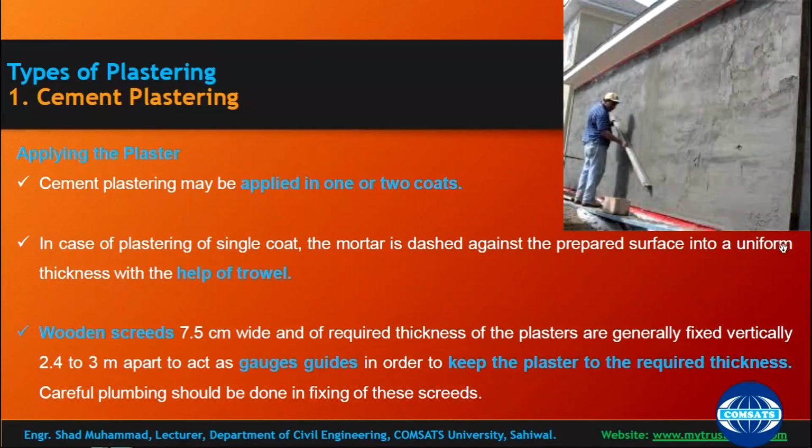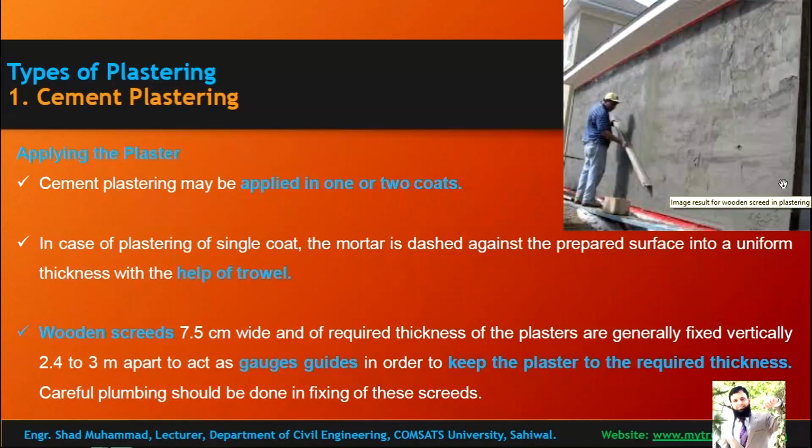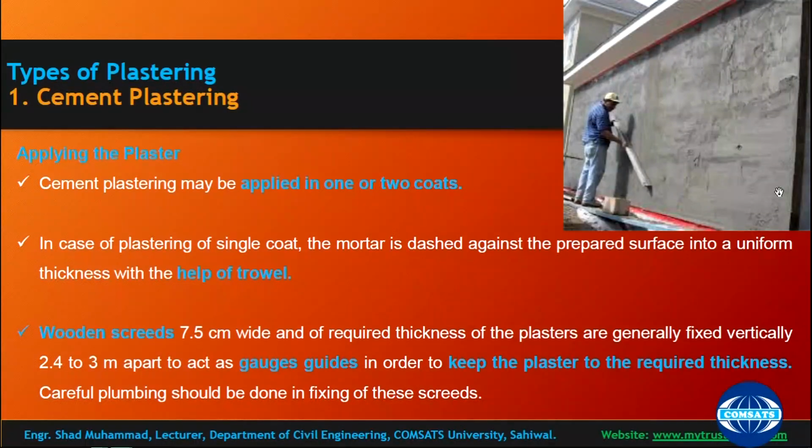Just you can have a uniform thickness at the outer periphery, and you can just move the wooden screed towards the other side, and that level will be maintained. Carefully plumbing should be done in the fixing of these screeds. It means that first screeds should be applied properly oriented and properly plumb lined, so that level is your benchmark level is maintained.